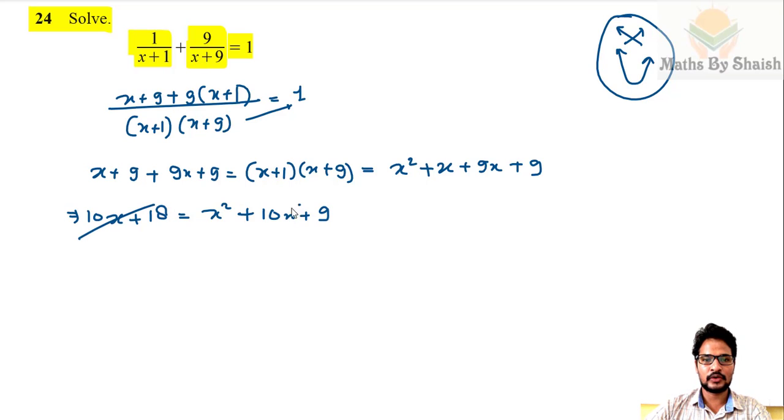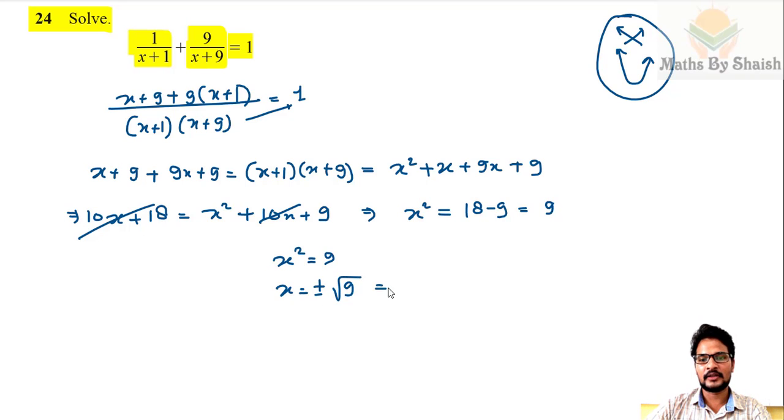And we can see these two got cancelled and we are left with x square equals 18 minus 9. This 9 will go there, it is minus 9, and we got 9. And once we got x square equals 9, it means x becomes plus minus square root of 9, that is plus 3 and minus 3. So that's the answer. I hope it is clear.